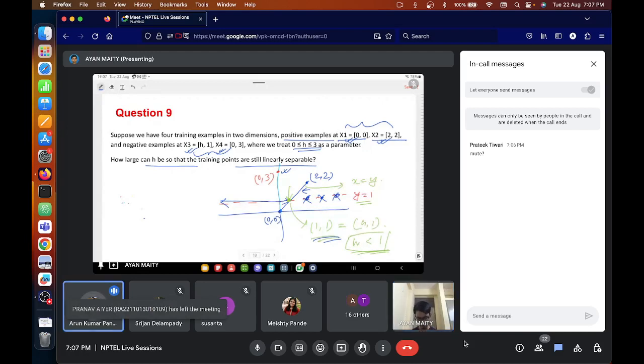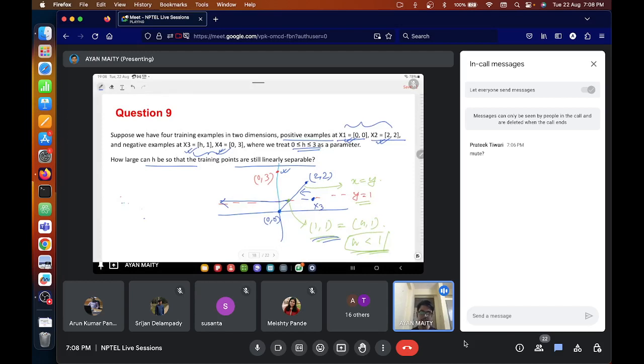Sir, we can draw the linear line between x1 and x2. Apart from x1 and x2, we cannot draw a linear line. We can, but this is the maximum value that h can have. x3, the point for which we are trying to find the value of h, cannot be here. If x3 is to the right of this joining straight line, then the points are not linearly separable.